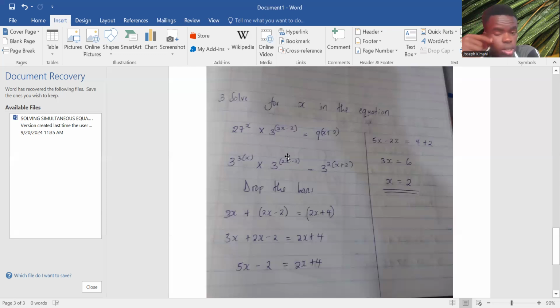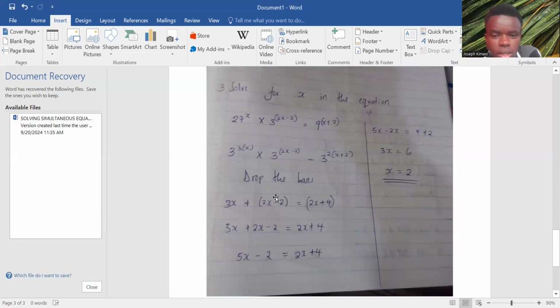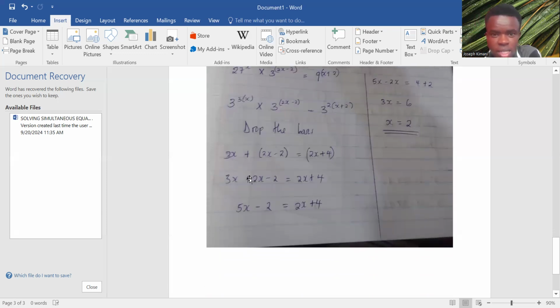So now let's look at this one here. So I've dropped the bases and I've remained with the indices here. So 3x plus 2x minus 2, which is in bracket, equals 2x minus 4. I open it further. 3x plus 2x minus 2 is equals to 2x plus 4. So from this point, what do I do? Let me first add these ones here. 5x now minus 2 is equals to 2x plus 4.